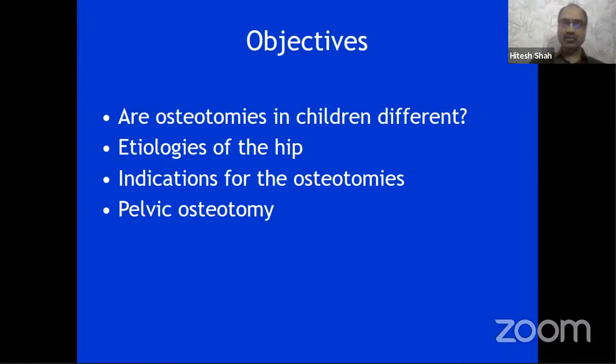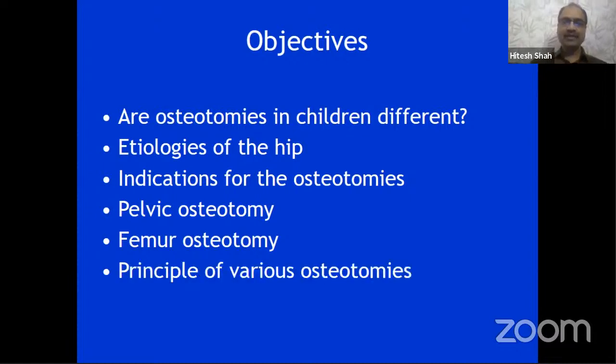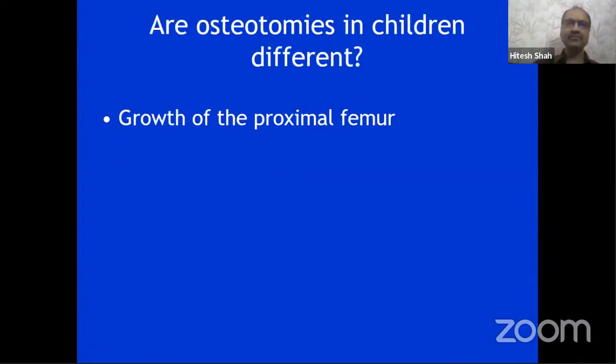Then we'll discuss a few points on the pelvic osteotomy. What are the various types of pelvic osteotomy? What are the various types of proximal femoral osteotomy? And the principles of various osteotomies. How the principle of valgus correction is different from varus correction. Coming to the first point, why osteotomy in children would be different.